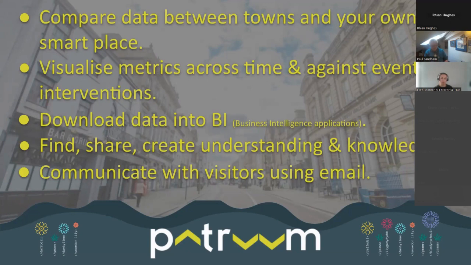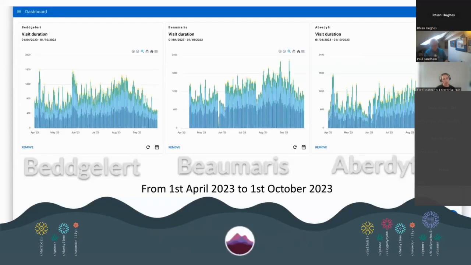I've been a bit fanciful calling it BI, business intelligence. But what you can do with something like Google Sheets, although it's not as good as a BI system, is extract that data and put it into both. And then how do you share that? How do we create understanding? And then the final one, a brief look at just how we communicate with visitors using email, and how we can measure how successful that is.